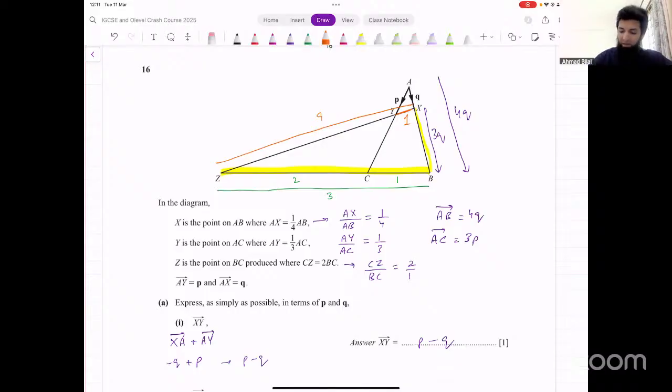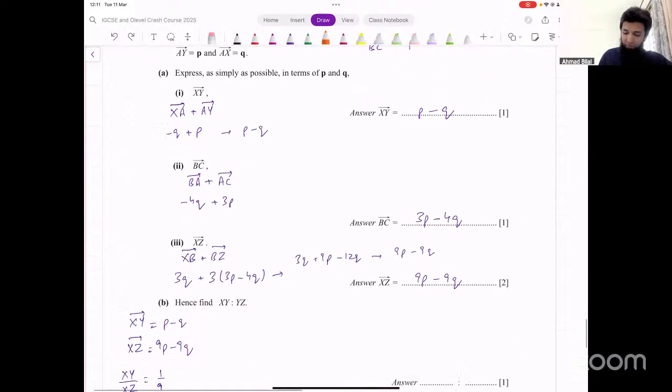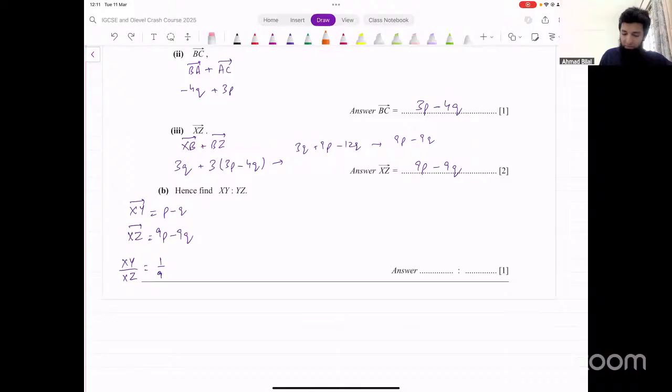What about YZ? If this complete part is 9 units and XY is 1 unit, then how many parts would YZ be? YZ would be 8 units, right? If the total is 9 units and this is 1, then this is supposed to be 8. So the ratio between XY and YZ, therefore, becomes 1:8. So this becomes 1:8, and that's what we write here.